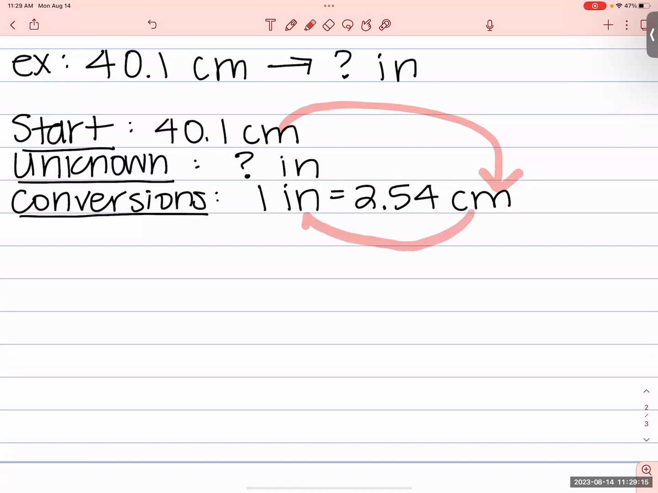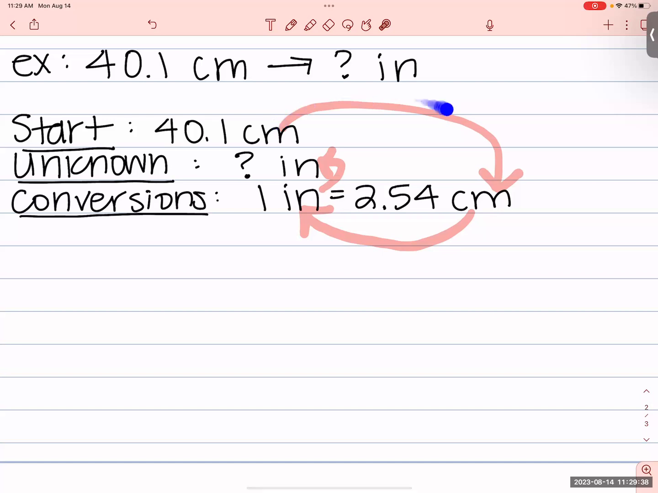Centimeters are connected directly to inches through this conversion. And inches are what I want. So now I can put my finger on centimeters and go all the way to inches, my unknown, without picking up my finger.